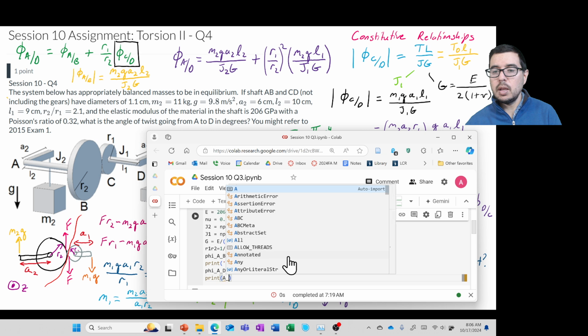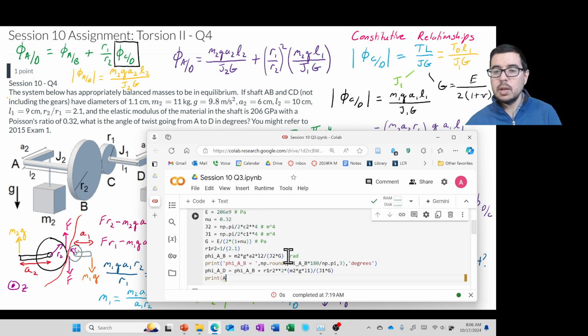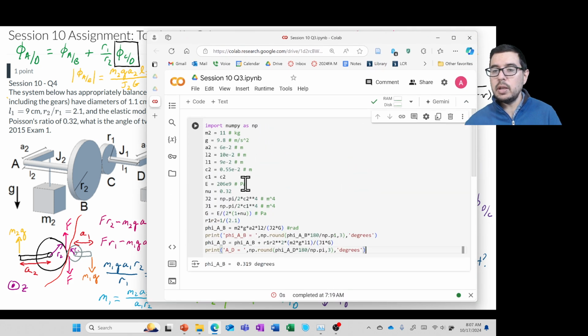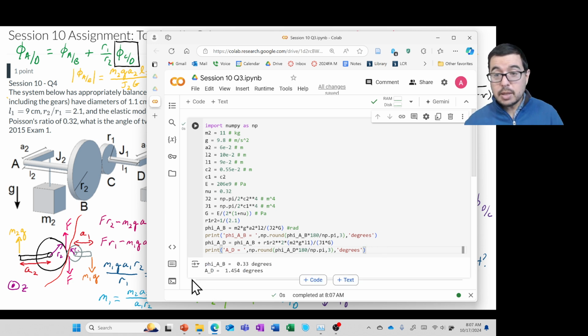So let's do A to D. It kind of knows what I want. I need to fix it a little bit, but A to D is equal to this. I'm going to do phi D. Yes, that should be good. Let's see if it works. Before I do that, if you want to take a screenshot of what the code should look like, we have everything right here. We'll go ahead and run it. That's a good sign that A to D is much larger than A to B. And so 1.45 degrees is what this comes out to be.